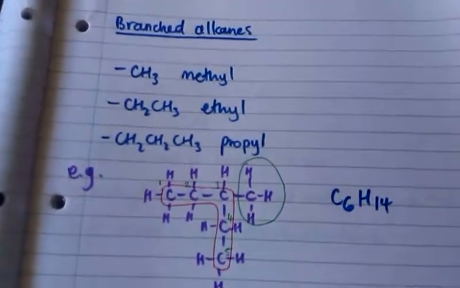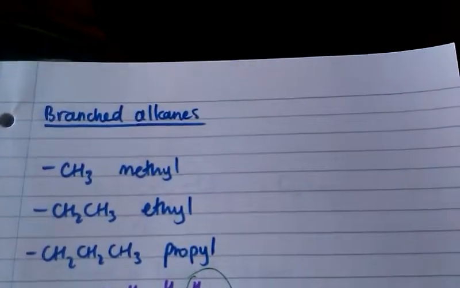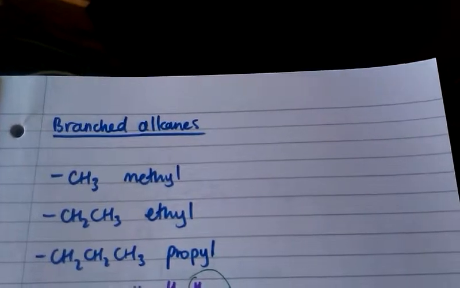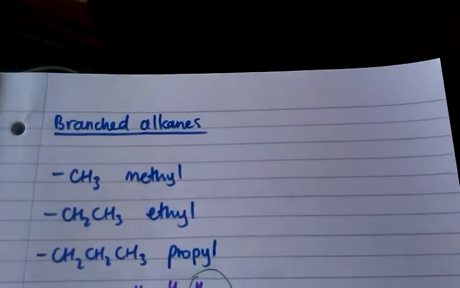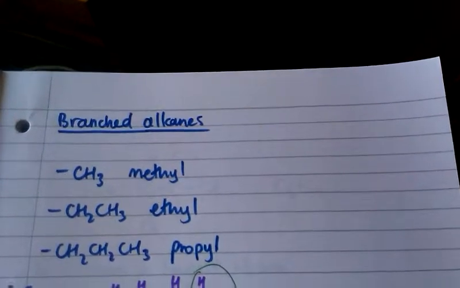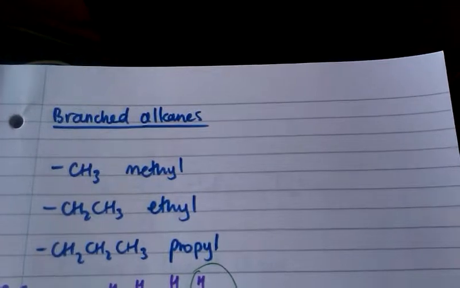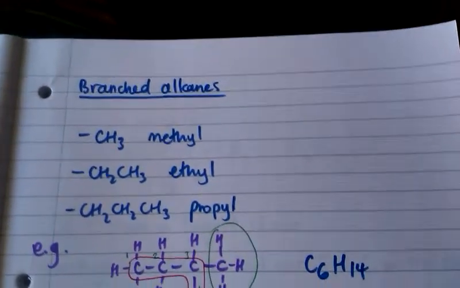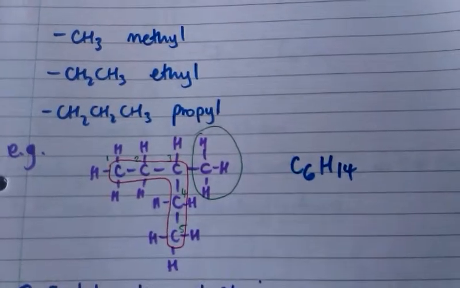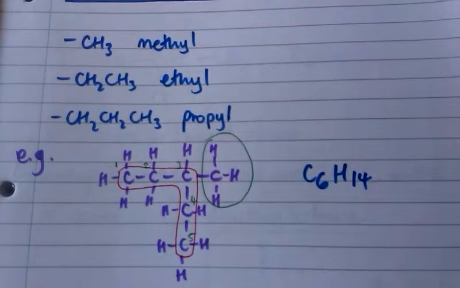So what if we have branched alkanes? If that branch has one carbon atom, then that's called a methyl group. If the branch has 2 carbon atoms, then that's called an ethyl group. And if it has 3 carbon atoms, then that's called a propyl group, and so on and so forth. So for example, if we have the alkane with molecular formula C6H14, how do we go about naming this?